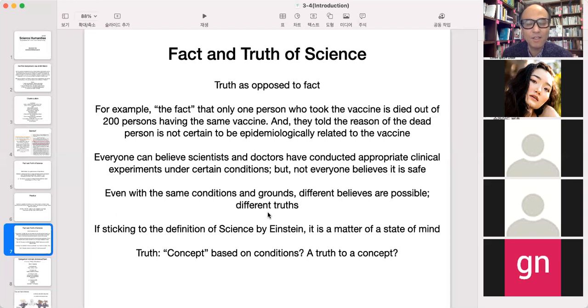You cannot fight against other persons who have a different truth from yours. So you can argue, but you cannot fight against them because everyone may be right based on their own truth. How about the concept? So what do you mean by the concept? So, I'd like to ask you the second question of the class. What could be the difference in definition between truth and concept?